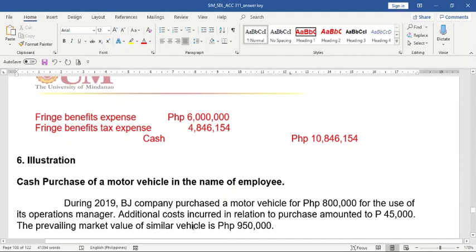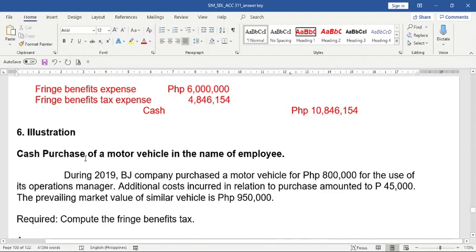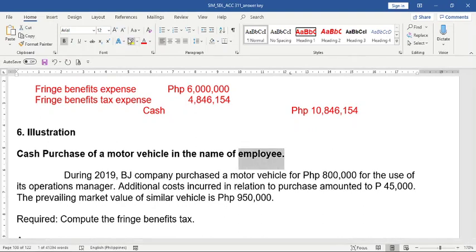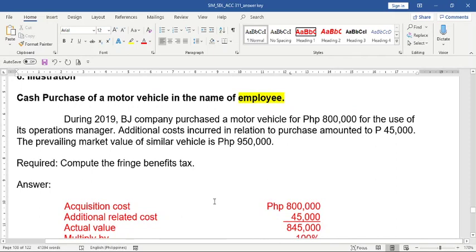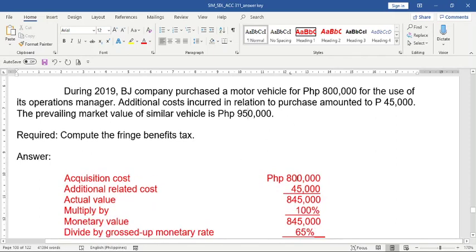Now, let's go to the motor vehicle illustration. First illustration: cash purchase of a motor vehicle in the name of the employee. BJ Company purchased a motor vehicle for 800,000 for the use of its operations manager. There is an additional cost incurred of 45,000. Market value is 950. Compute the fringe benefit tax. Let's look: acquisition cost plus additional related cost. This is our actual value.